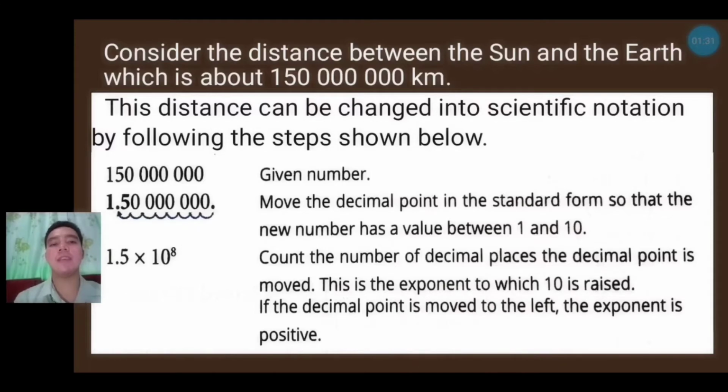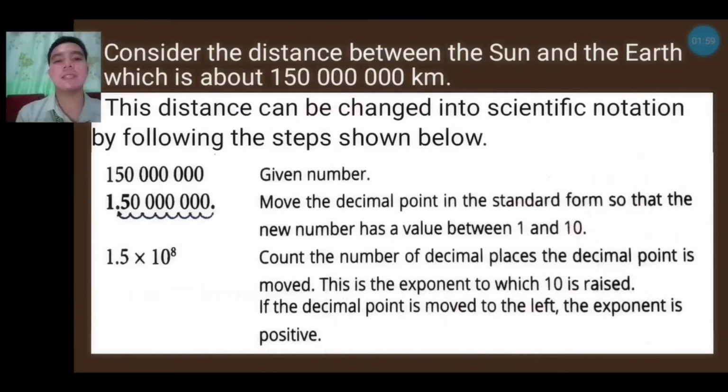Then, from here, we will move the decimal point. How many movements? 1, 2, 3, 4, 5, 6, 7, 8. As you can see, we move 8 places to the left to make the whole number equal to 1 or between 1 and 10. Again, 1, 2, 3, 4, 5, 6, 7, 8. We move 8 places. The decimal point is now between 1 and 5.